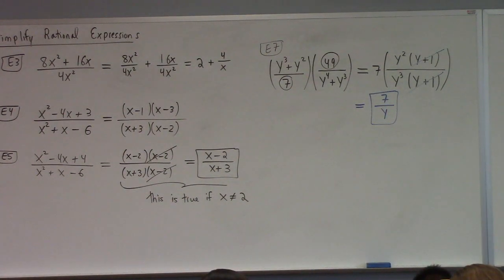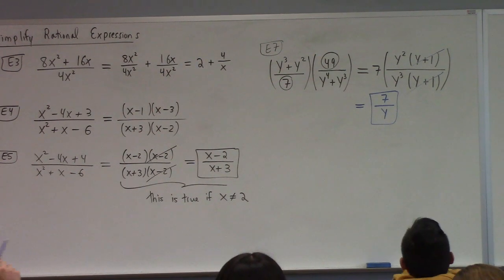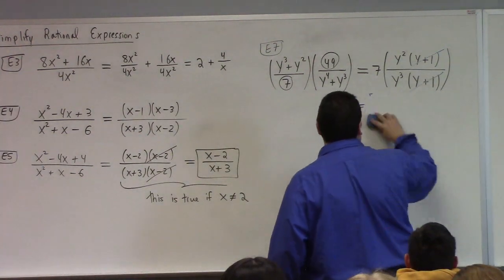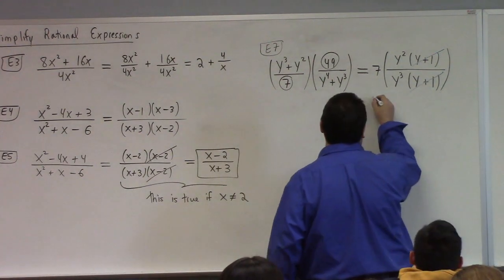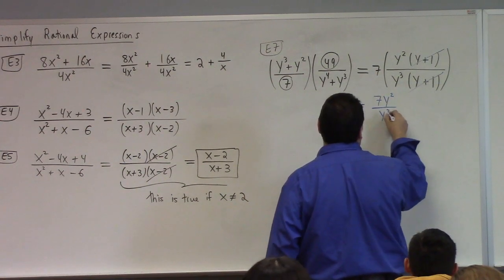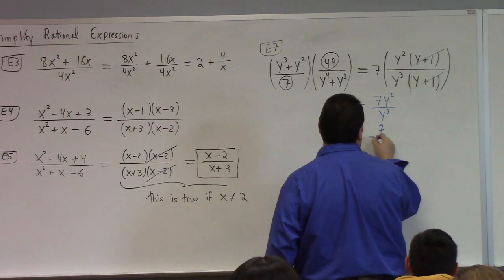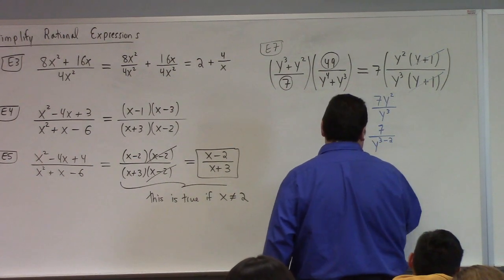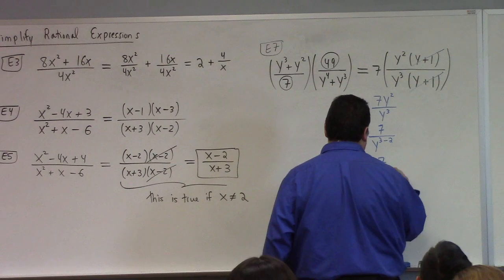Can you explain that jump from 7y squared over y cubed to 7 over y? So we've got 7y squared over y cubed. We can write that as 7 over y to the 3 minus 2, if you like to look at it that way.